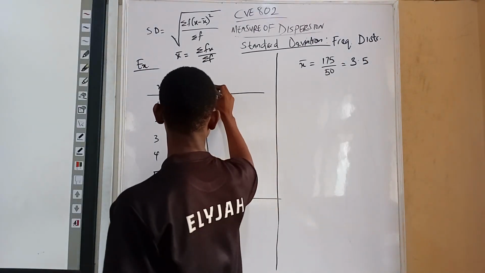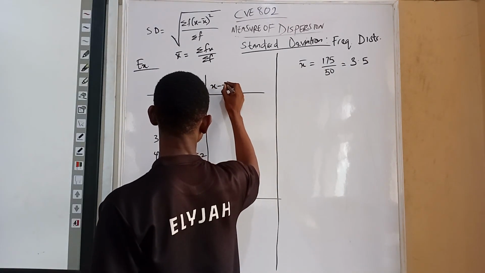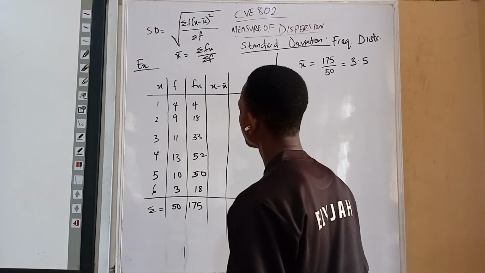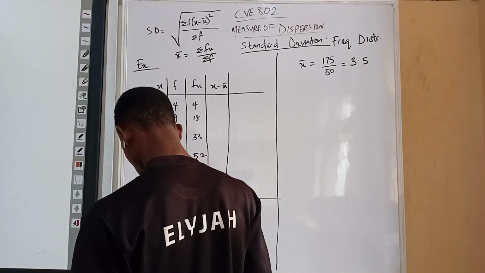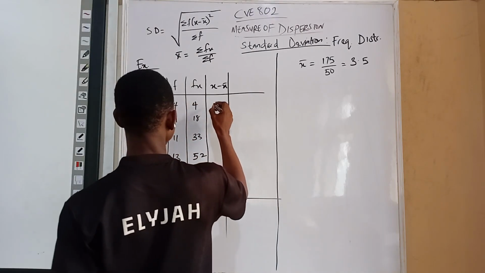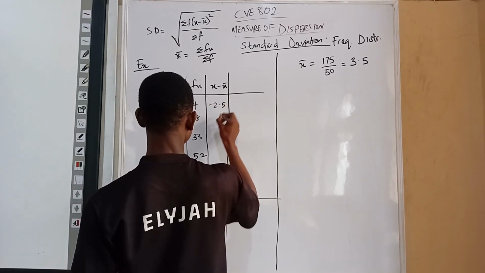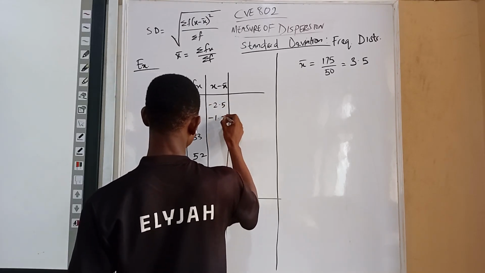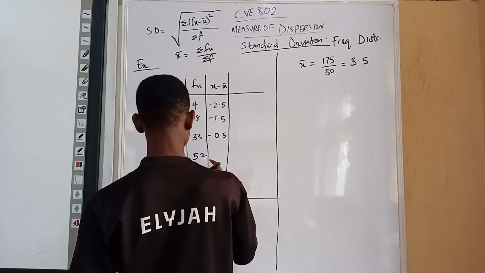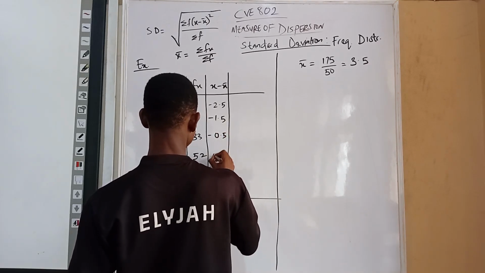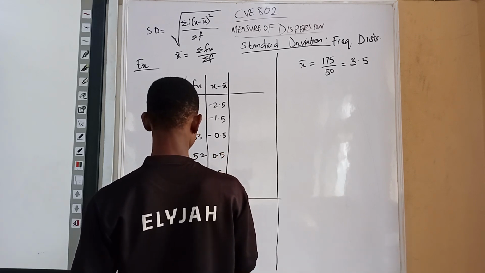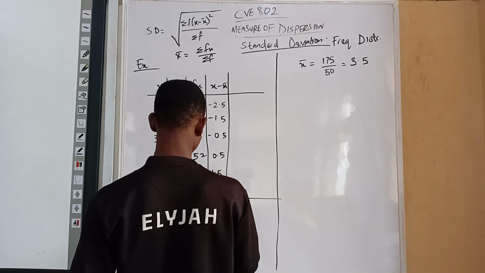So we need to find our x minus x bar. 1 minus 3.5 is minus 2.5. This one is minus 1.5. This one is minus 0.5. This one is 0.5. This is 1.5. And finally, this one is 2.5.